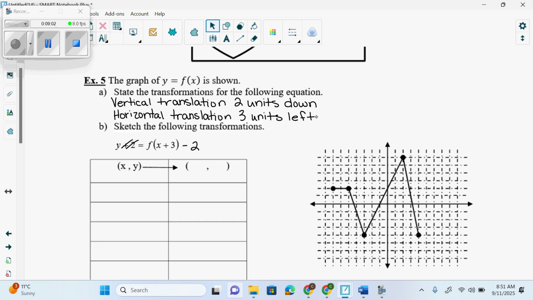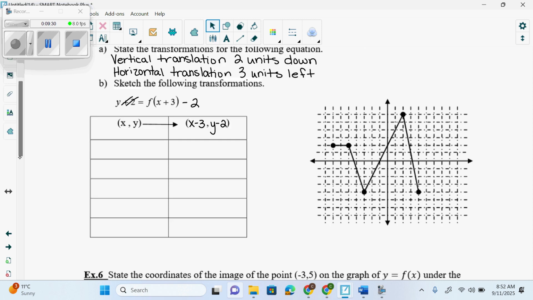Now, if we go from equation to mapping, our X's are going to switch. But if we take the words we just found and go to mapping, our X's would stay the same. So it depends on which one you look at. I'm going to use words because they're the same thing. So it's a vertical translation 2 down, so Y minus 2, and a horizontal translation 3 left, so X minus 3.